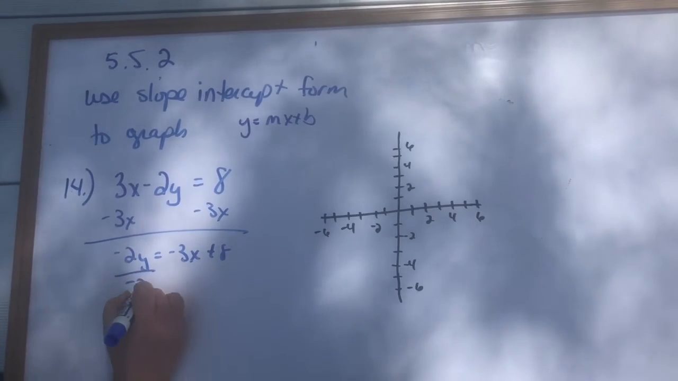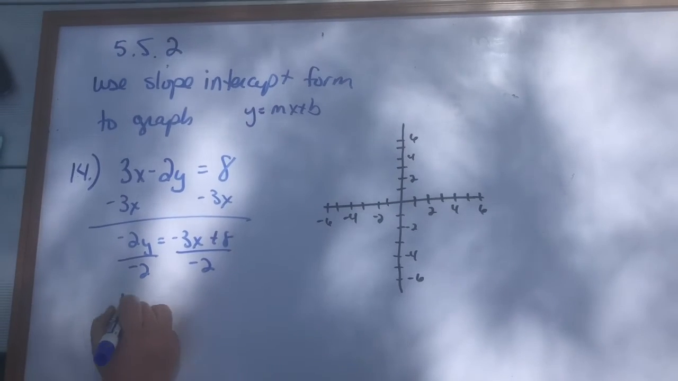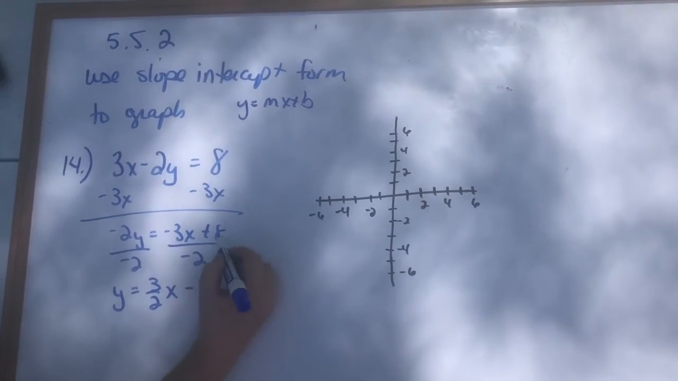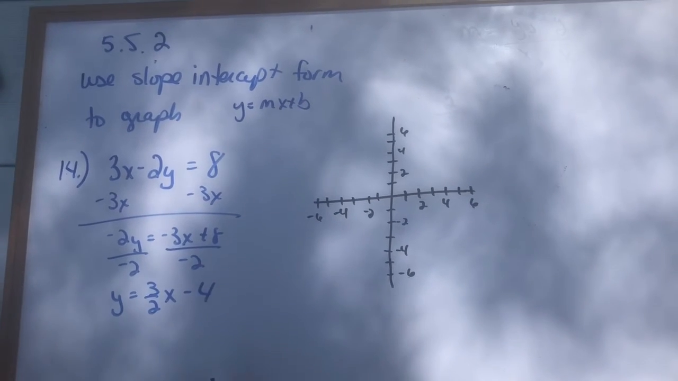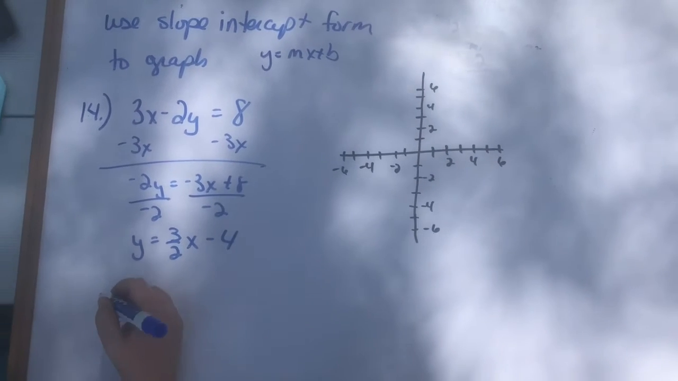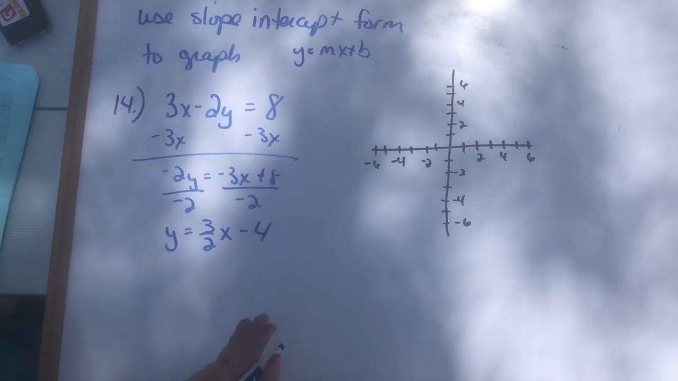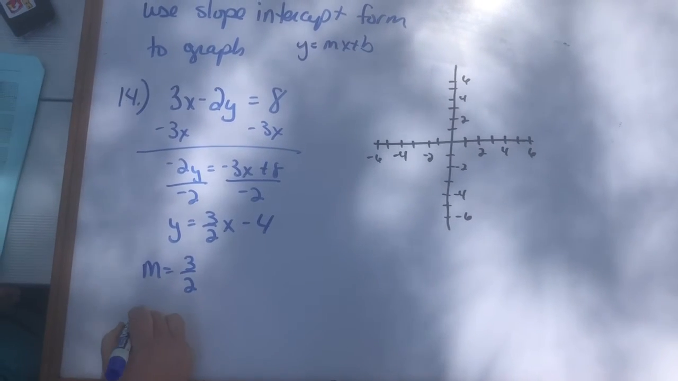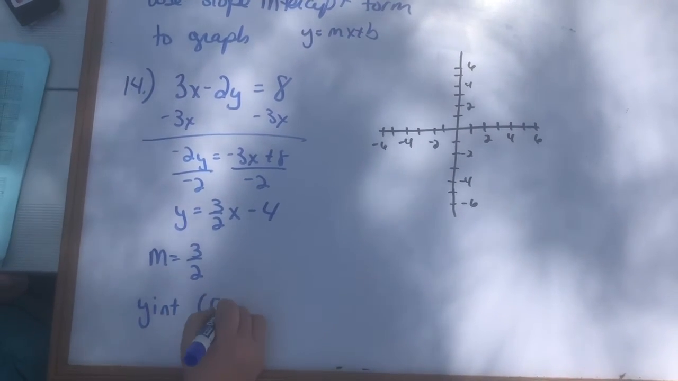And then I divide by -2. Or y equals 3/2 x minus 4. 8 divided by -2 is -4. Now I like to identify what my slope and intercept is, just so that we can identify it and know what it is. So m equals 3/2, and my y-intercept is 0, -4.